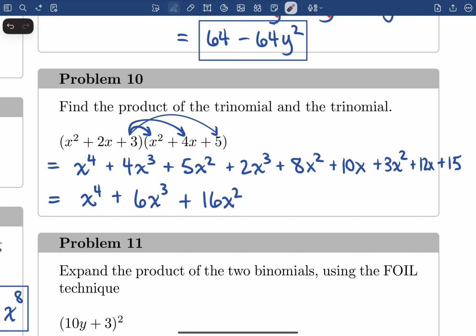Now I'm going to move on to the linear terms, the terms with just x in them. And that's 10x and 12x. Are there any others? I do not see any others as I scan through this. 10x plus 12x, that's 22x.